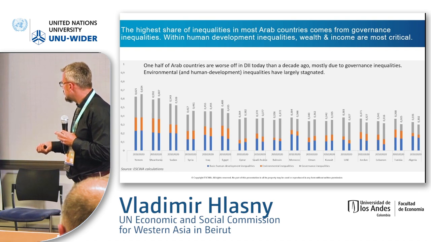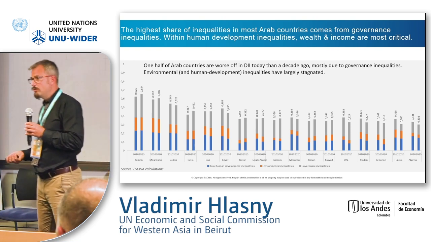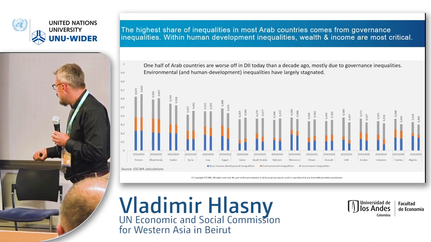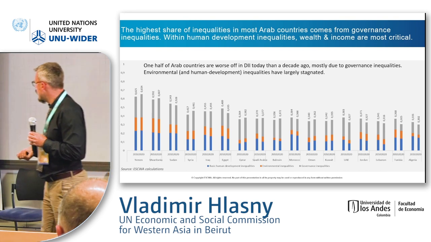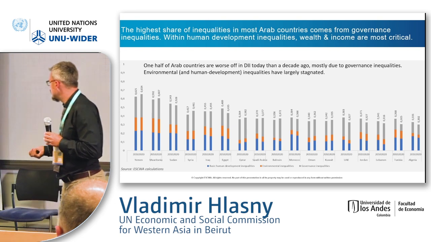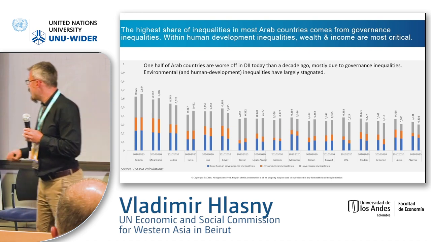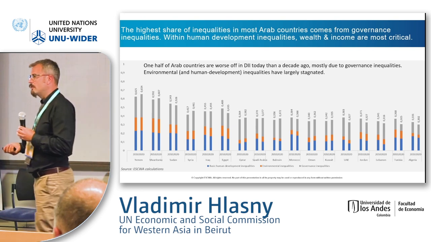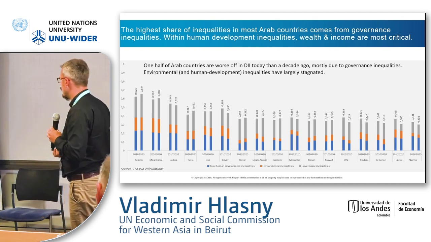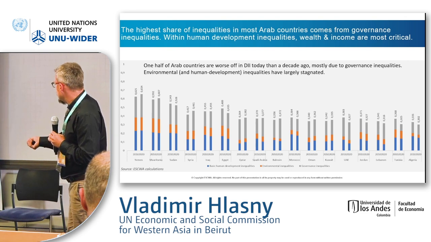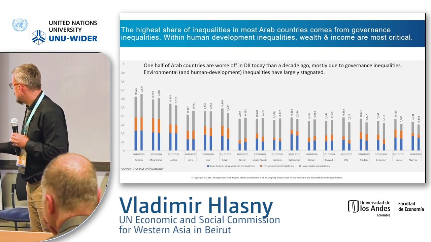The one result we see here is that governance inequalities have the greatest contribution to the overall inequalities score. Environmental inequalities, at least as we measure them currently, have a small contribution, and then basic human development inequalities take the second largest contribution. And within these human development inequalities, it's the inequalities in wealth and income that contribute most to the overall multidimensional inequalities. Okay, we can see improvement over time between 2000 and 2020 in the majority of the region, with some exceptions.